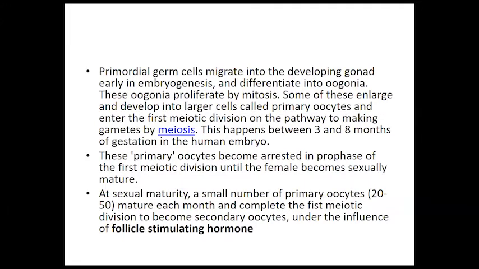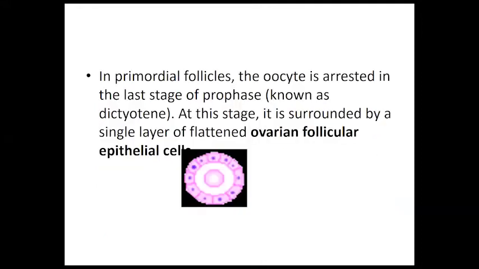At sexual maturity, a small number of primary oocytes mature, completing the first meiotic division to become the secondary, under the influence of the follicle stimulating hormone. This is the primordial follicle. The oocyte is arrested in the last phase of prophase, known as the diplotene stage. At this stage, it is surrounded by a single layer. That is the primordial follicle. These are the changes of the Graafian follicle which are going to occur. This is the primordial follicle.